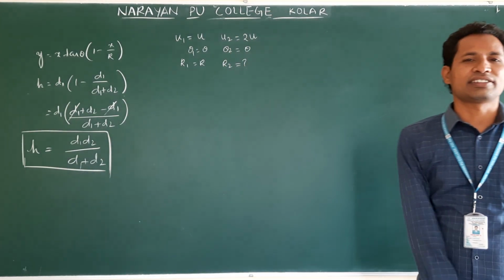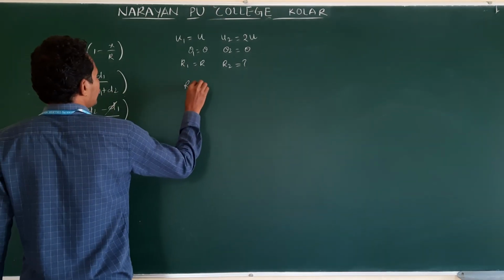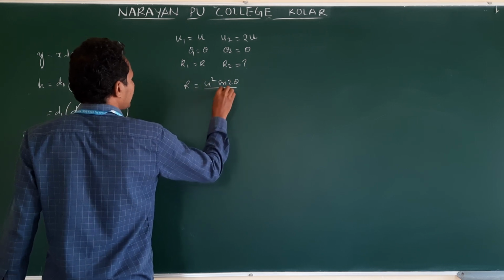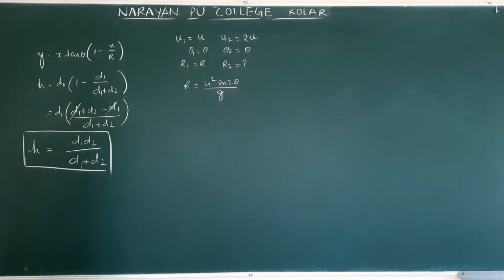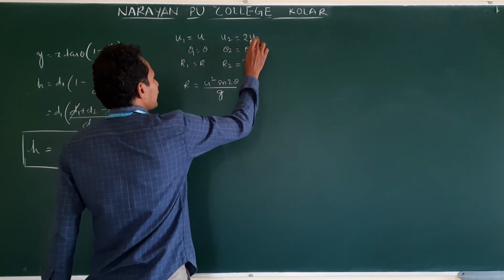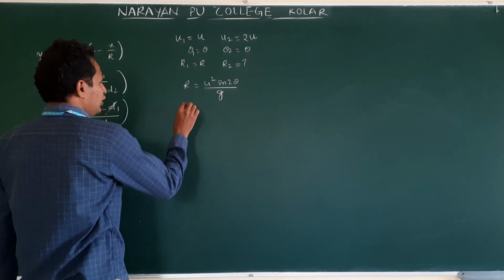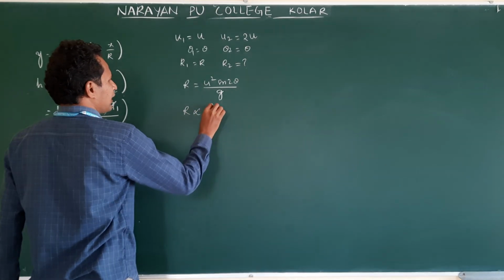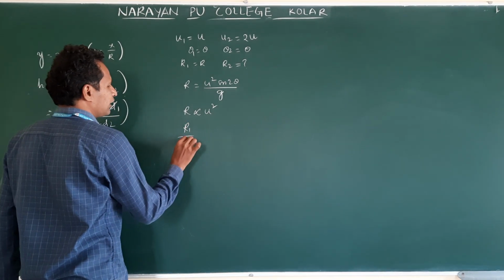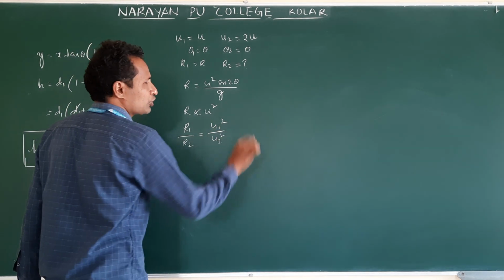g value remains the same. What is the range formula? R is equal to u square sine 2 theta by g. What is changing? Only velocity is changing, theta is not changing, g is not changing. So according to the question, R is directly proportional to u square. This we can write: R1 by R2 is equal to u1 square by u2 square.